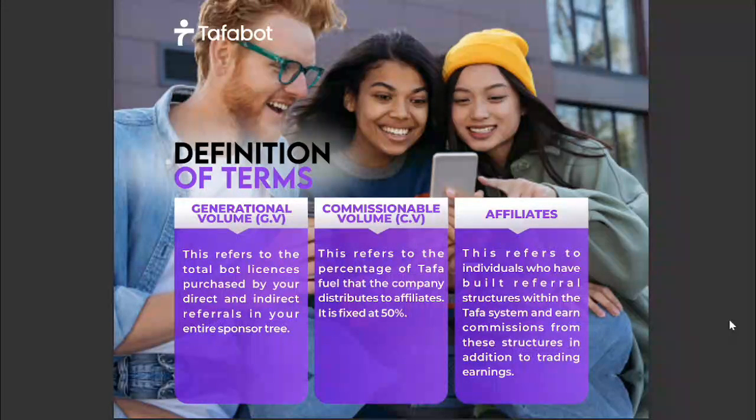Now, affiliates. This refers to individuals who have built referral structures within the Tafa system and earn commissions from these structures in addition to trading earnings. That is why I said I love this part of it, because you make money from trading commissions. When your downlines or your team trade and they make profit, you also get money. So Tafa does not take the entire 10% to themselves. They share it with you and your team so that you can benefit for bringing people on board.